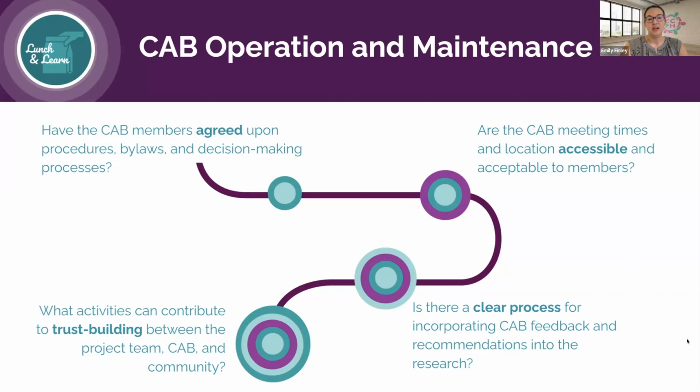And then finally, thinking about what activities can contribute to trust building between the project team, the advisory board, and the community. And I might also add, what activities can contribute to reciprocity and return of value to community members? This goes somewhat beyond paying stipends to CAB members and really gets to the heart of understanding how the project and the work with the CAB members are impacting the communities that you serve.